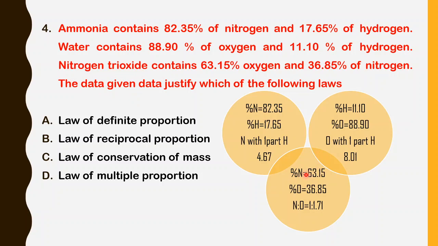It is given as percent of nitrogen in nitrogen trioxide is 63.15 and percent of oxygen in nitrogen trioxide is 36.85. So when we take the ratio, the answer comes as 1:1.71, which is the same ratio as the amount of nitrogen present in ammonia and the amount of oxygen present in water. So again, this question justifies the law of reciprocal proportion. It is similar to the previous example of carbon dioxide, carbon disulfide and sulfur dioxide, which we have covered.